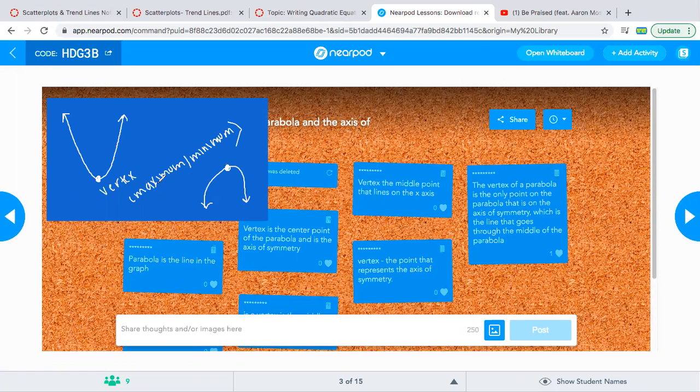And the axis of symmetry is the vertical line that would go in the middle of the parabola. Okay, and this is an x equals equation. So whatever x equals number. This is information we have to know, okay?